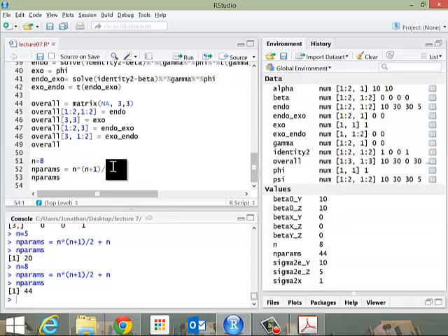The bigger picture is about the number of total parameters in a covariance matrix and the mean vector.